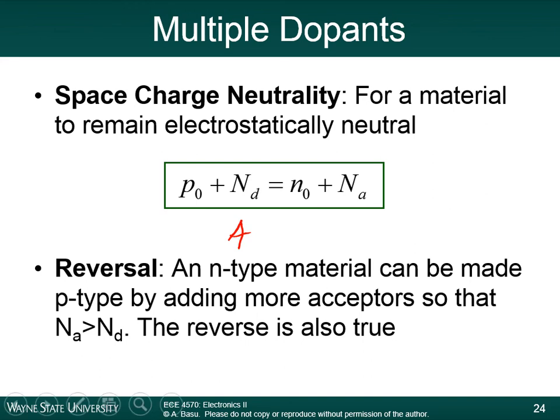So when you have these problems where you're trying to solve, if I tell you that I've doped n-type with this amount and p-type with this amount, then if you want to figure out what the hole and electron concentration is, you have to use this formula. This is the thing I mentioned earlier. An n-type material can be made p-type by adding more acceptors, Na much greater than Nd. And if you want to convert it from p-type to n-type, you just dope with Nd much larger than Na.